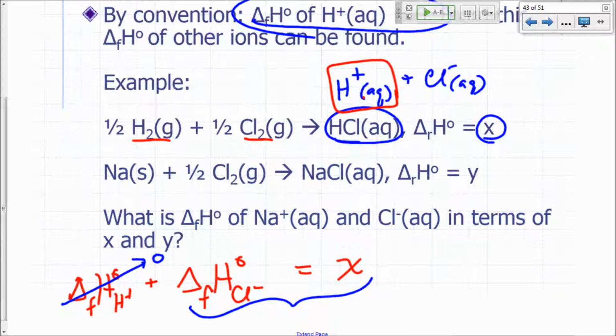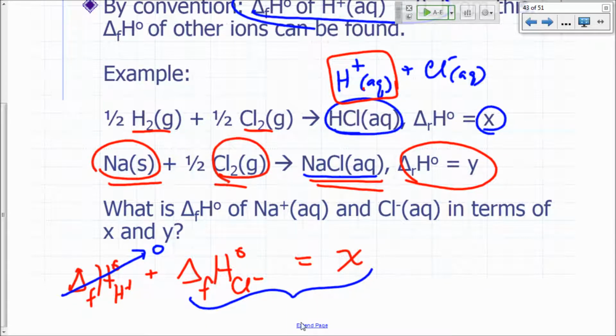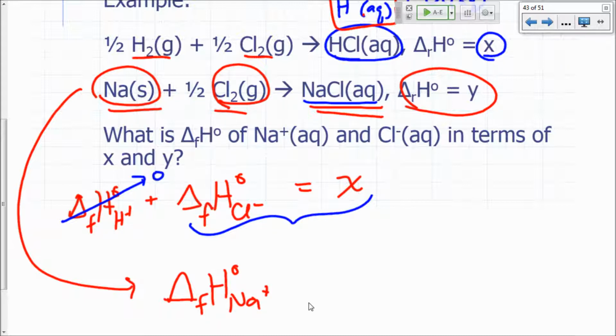Here you have sodium chloride in aqueous solution. You're forming it from sodium solid, that's sodium in its standard state, and Cl2 gas, chlorine, the element in its standard state. You're making aqueous sodium chloride from sodium and chlorine in their standard states. So what would this delta H be? The Y that you have here. Based on this information, you can say that the delta H formation of sodium plus the delta H formation of chloride must be equal to Y.